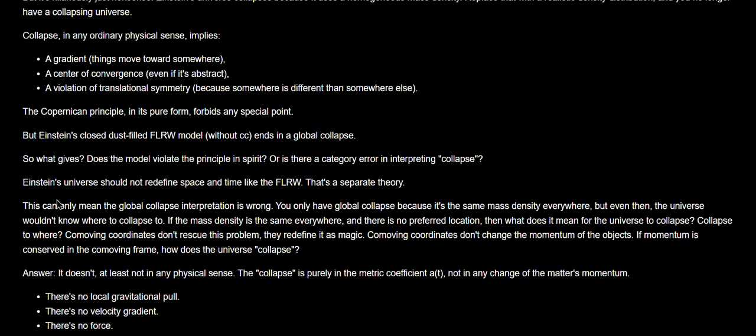So what gives? Does the model violate the principle? Is there a category error interpreting collapse? Yeah, it's not a physically real model. It's a solution to the field equations, but it's not physically meaningful.